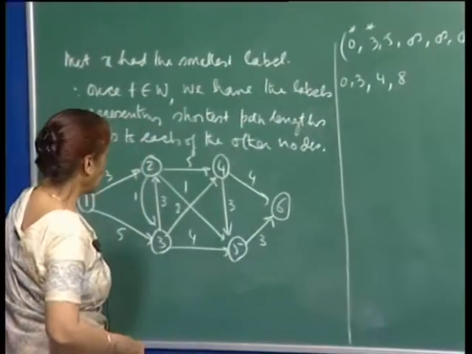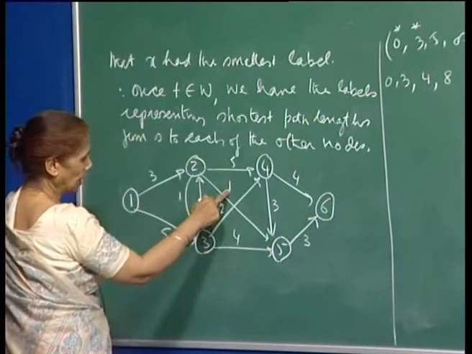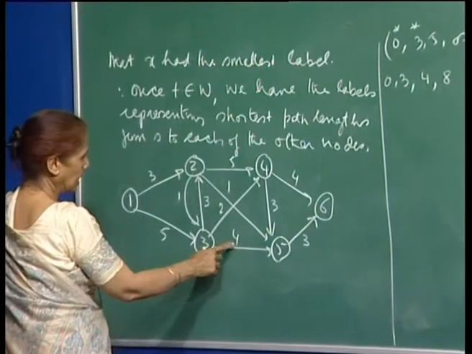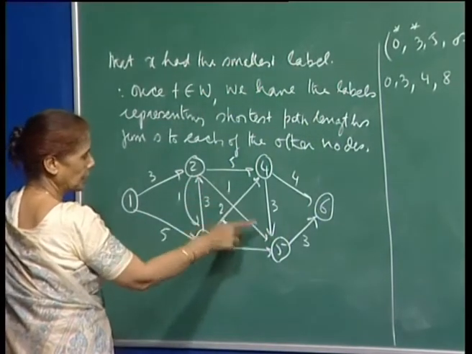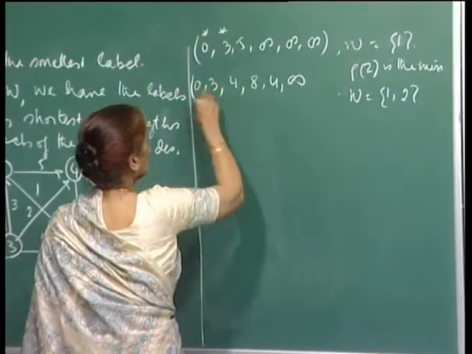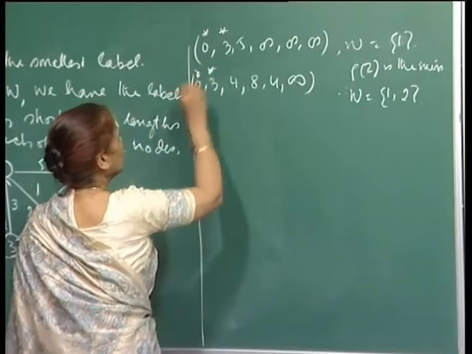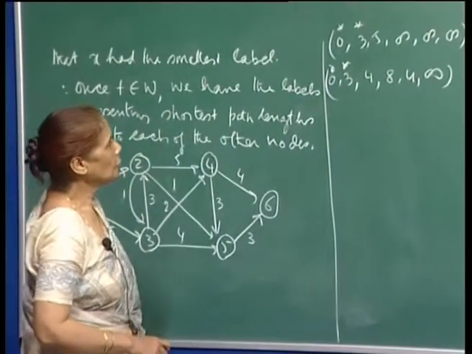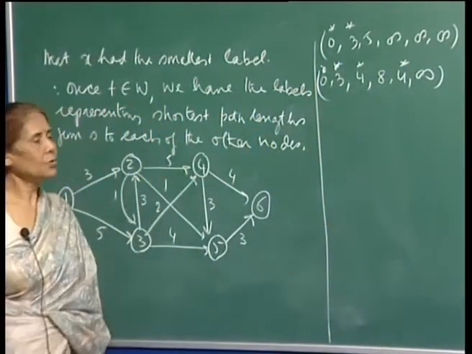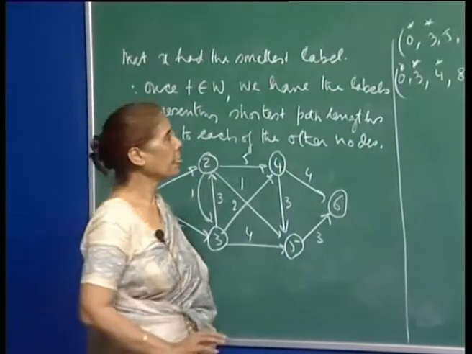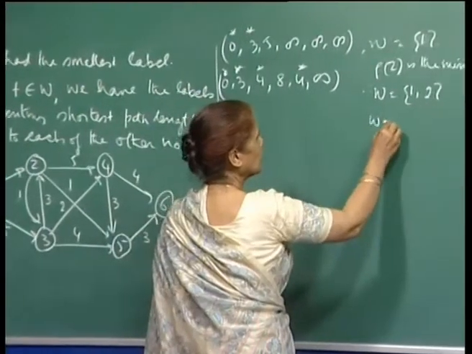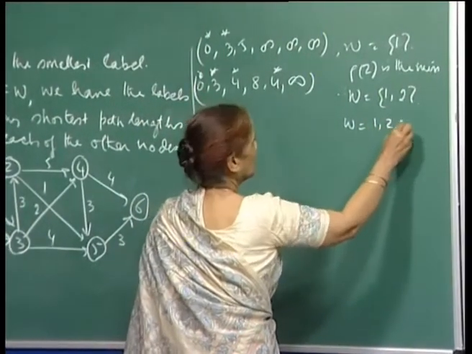And then 2, 5. From 2 to 5 you have 3 plus 1, and you have 3 plus 1 plus 4. So 8 and 3 plus 1, 4. So the minimum is 4, and that is smaller than infinity. So these are your new labels. Originally you had these permanently labeled. Now you choose the minimum one. So you have in fact 2 of them at the same time. So I will choose both of them. Nobody stops me from labeling more than one, right? So therefore my W then becomes 1, 2, 3, and 5.